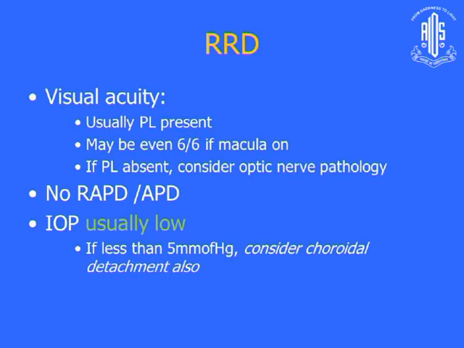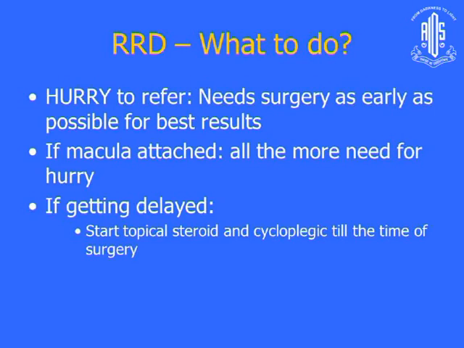IOP is usually low, and if it is less than 5 millimeters of mercury, then consider a serous choroidal detachment also. And what to do at a comprehensive ophthalmologist level? Better to hurry to refer, because this needs surgery as early as possible for best results. We can operate even up to 3 months, 6 months, or even after 1 year. But if you are expecting the best possible result, then I would suggest referring for surgery as early as possible. And if the macula is attached, there is all the more need.